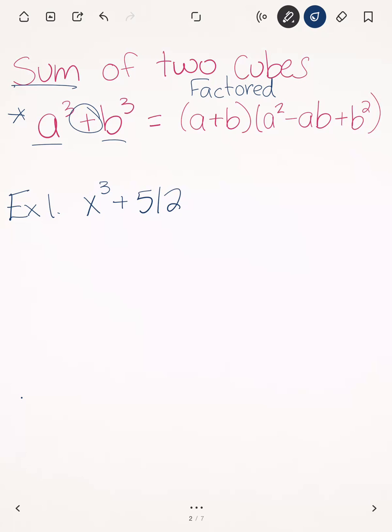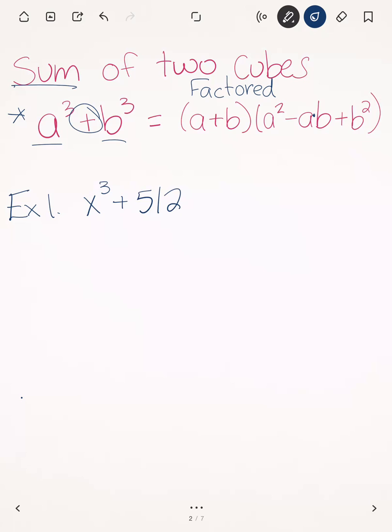First I determine that there's a plus sign, so I know I'm doing a sum of two cubes. I know I need to use a plus b, times a squared minus a times b plus b squared. Again, these are being multiplied. So my signs are plus, minus, plus, opposites.